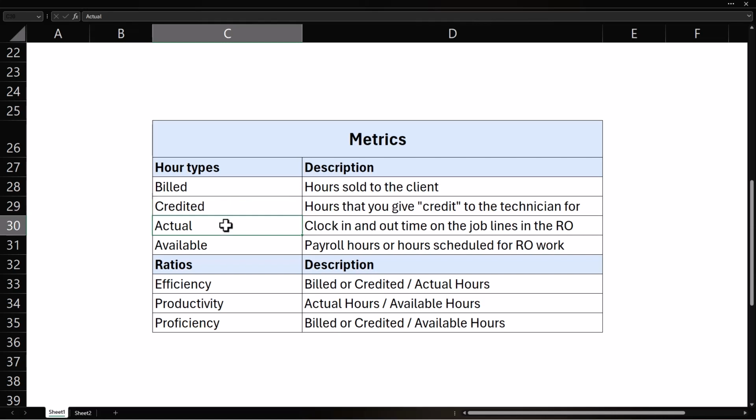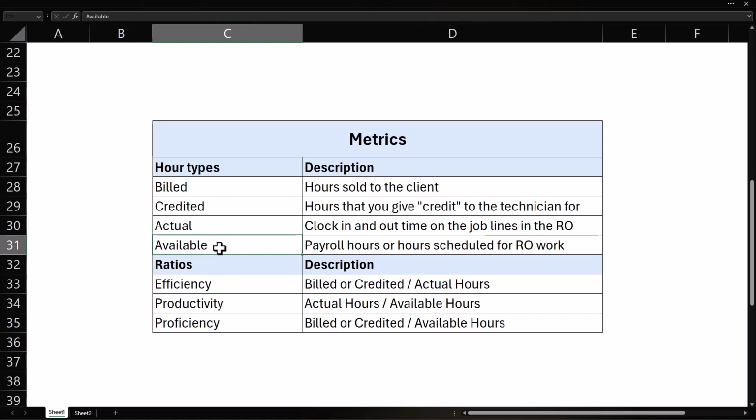Then we have actual. Actual is the time they actually spent turning the wrench or clocking into the job. They're actually working on the unit. Inside of the repair order, we'll look at that in a second, but you go in the repair order to the job and they clock in and they clock out. It's a lot easier if they are using the mobile app to make sure that that's happening regularly. The actual amount of time allows us to then see these ratios below.